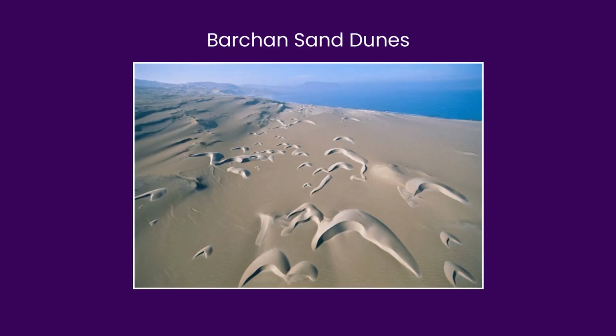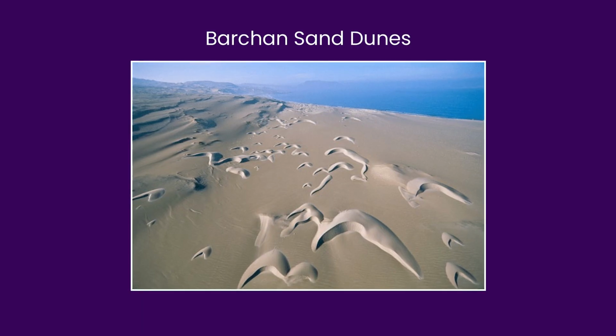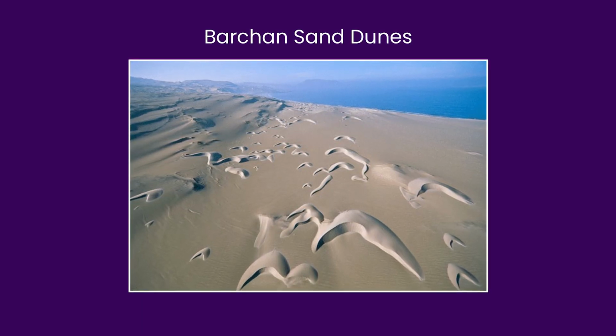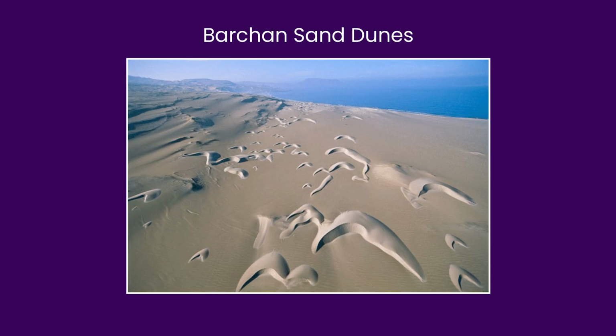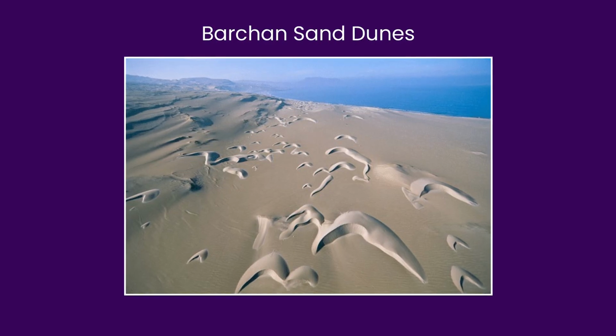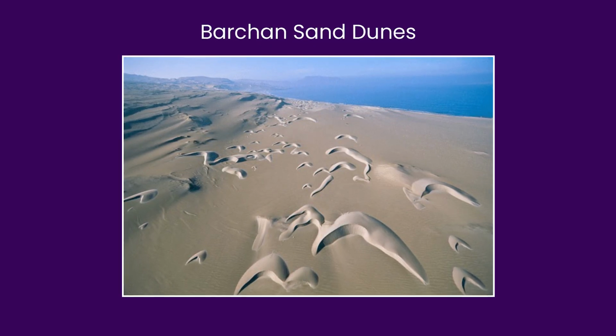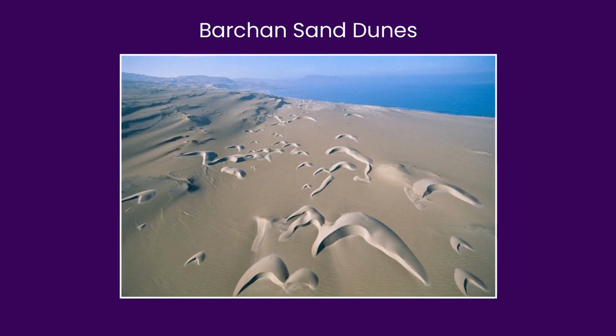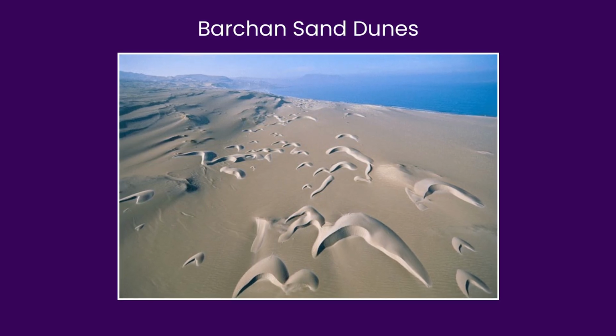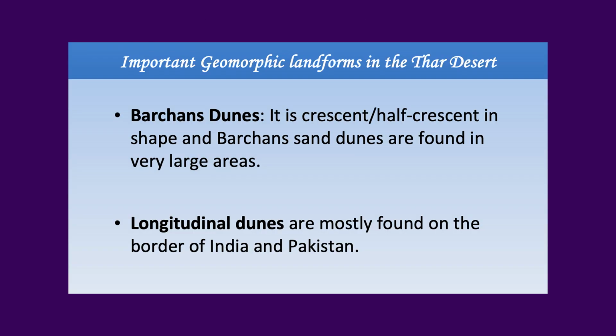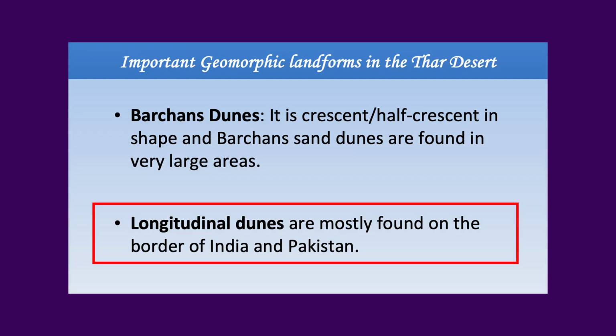Barkan, often written Barchan, is a crescent shaped sand dune formed by the action of wind from a single direction. It is one of the most prevalent forms of dunes and may be found in sandy deserts all over the world. The second type is longitudinal dunes, mostly found on the border of India and Pakistan.